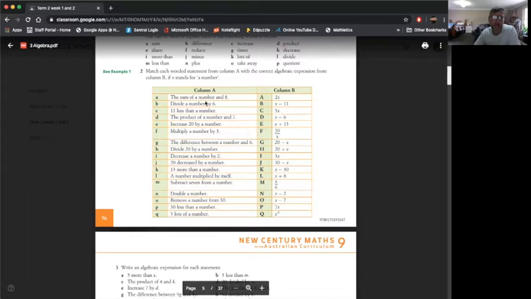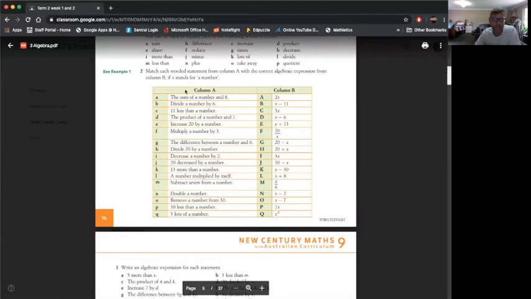It's not hard. What you have to do is just match them together. So match each word statement from column A with the correct algebraic expression from column B. So if X stands for a number, take the sum of a number and 8. So remember, sum is plus. The term a number, we just replace with this little X here. So anytime you see a number, you could circle that and just put X.